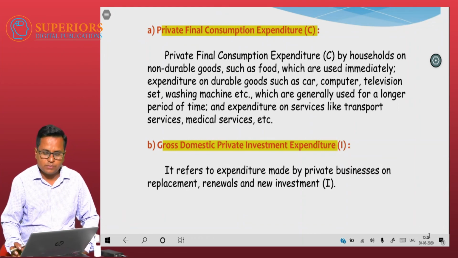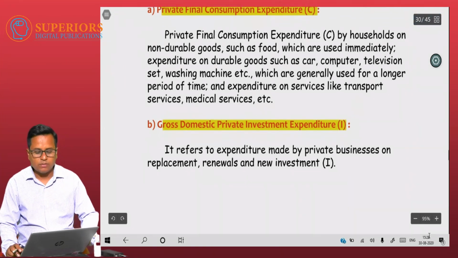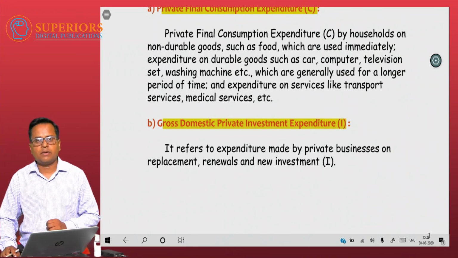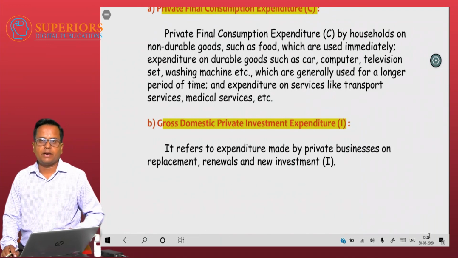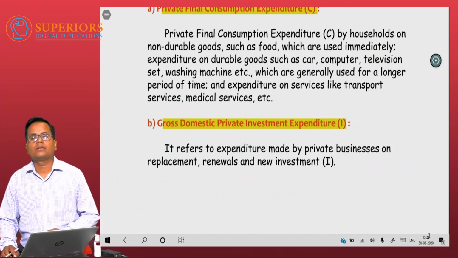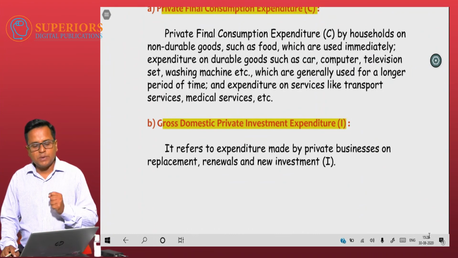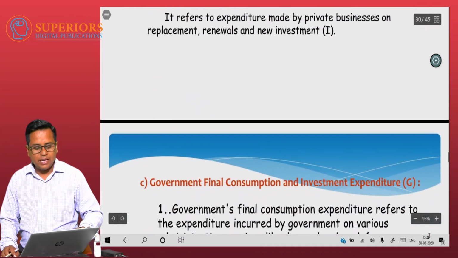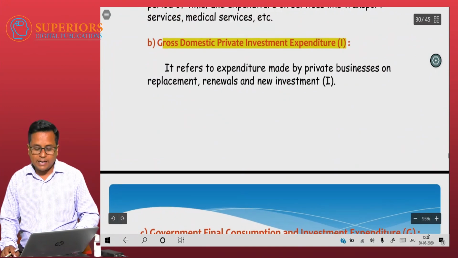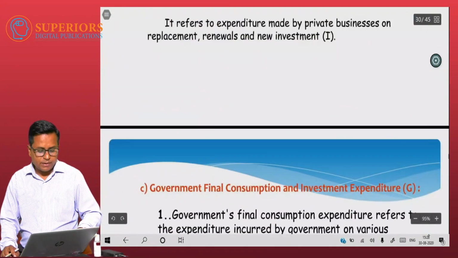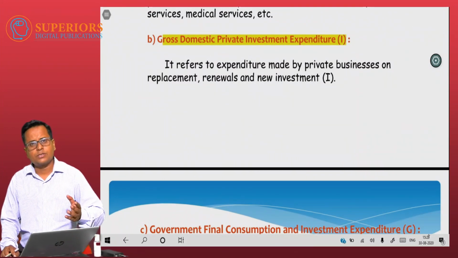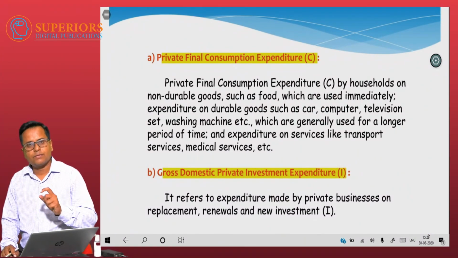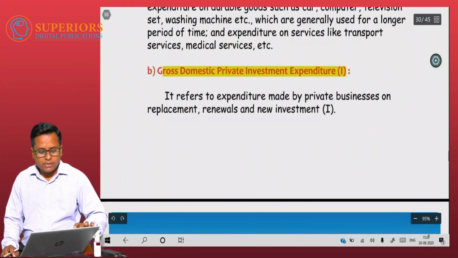Next one, gross domestic private investment expenditure. I stands for private investment expenditure. What is meant by investment expenditure? The expenditure made on purchase of capital goods like machines, factory buildings, tools, equipment, raw material, vehicles, fuel. The expenditure made by business firms on purchase of these capital goods is known as investment expenditure. That too is added to the national income. Here, investment expenditure means the value of capital goods purchased by business firms. Consumption expenditure means the value of consumable goods and services purchased by the private sector.